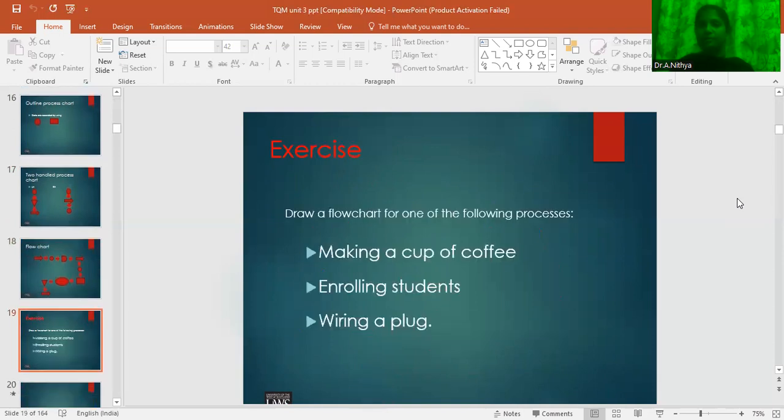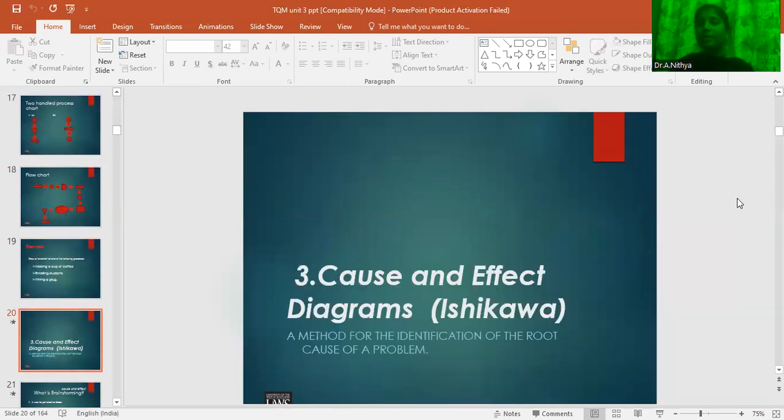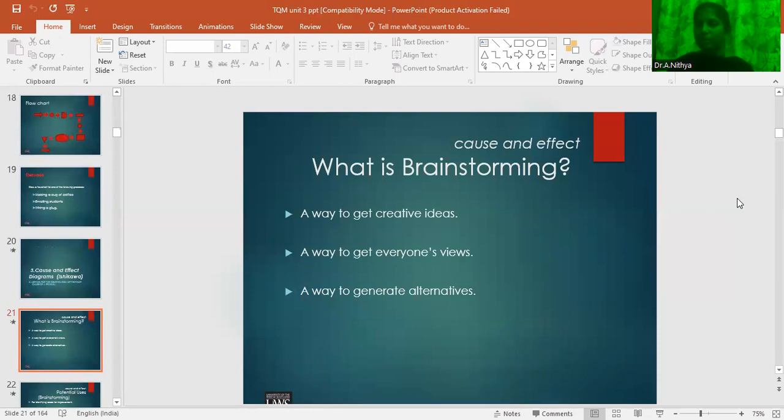Next is cause and effect. What is a cause and effect diagram? It is otherwise known as a fishbone diagram or Ishikawa diagram. It is a method for identification of the root cause of a problem. The purpose is identifying and analyzing the potential causes of a given problem. In this, a brainstorming session is conducted.